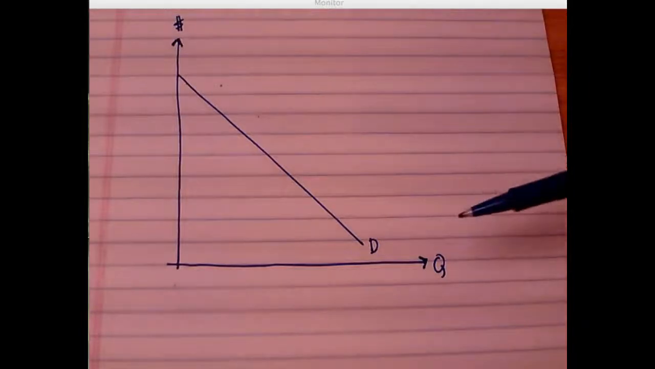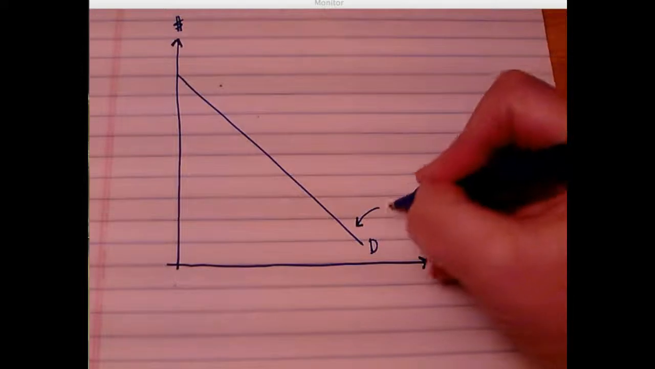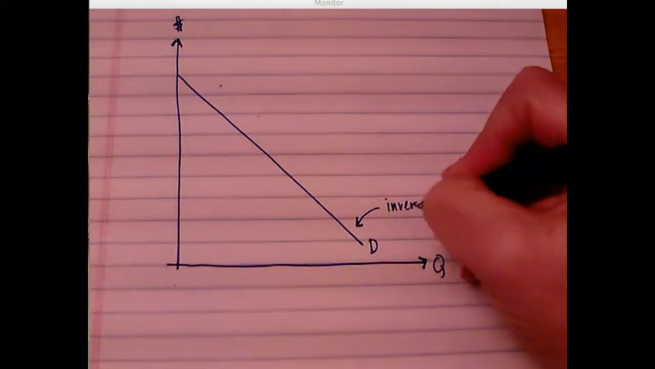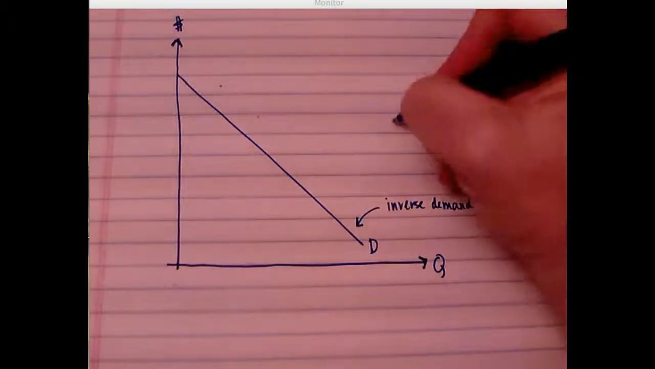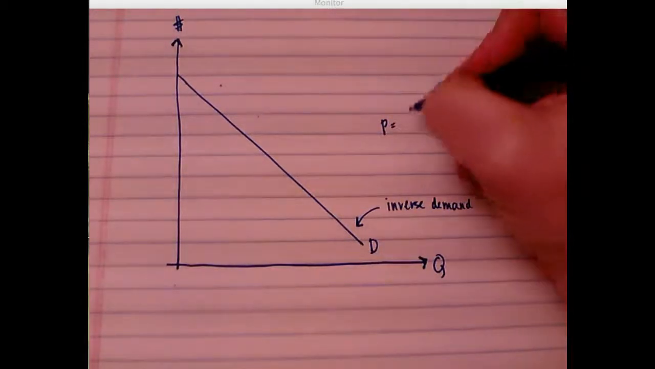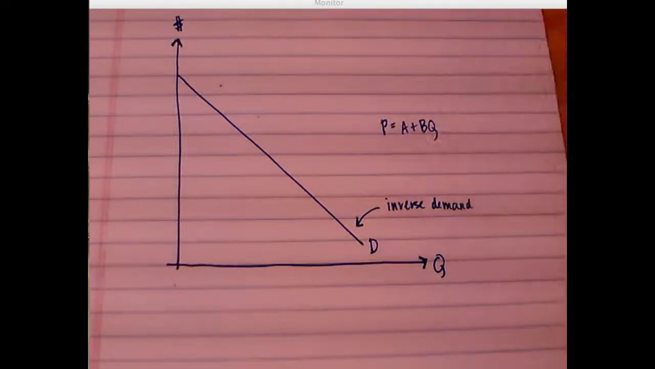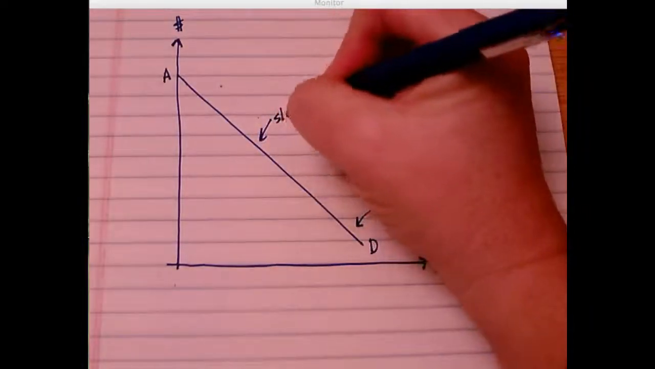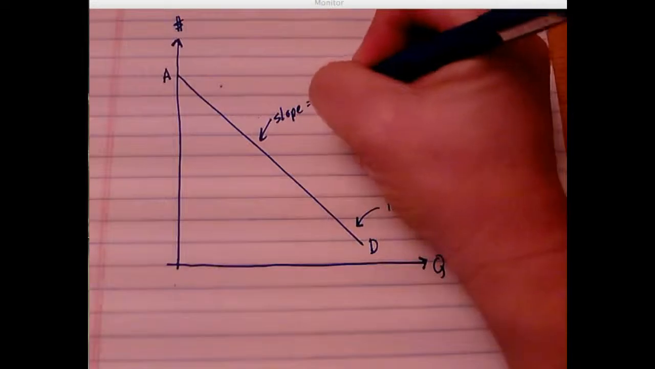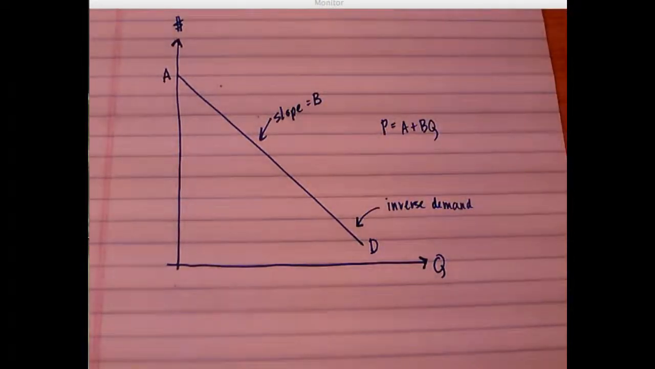This individual demand curve, what I've actually drawn here on this graph, is an inverse demand curve, right? And it's an inverse demand curve because it's in the form of P equals A plus BQ, right? Because I have an intercept here of A. The slope of this curve is equal to B. And so I've graphed it as an inverse demand curve.